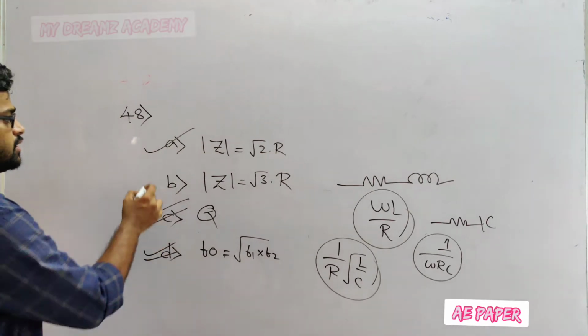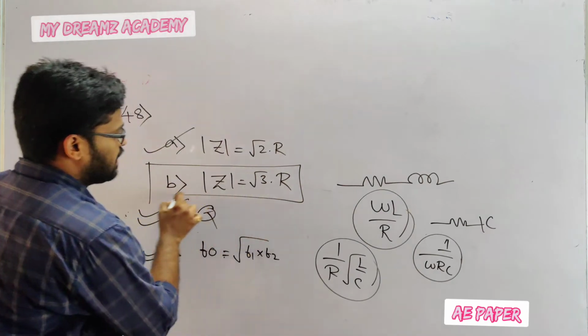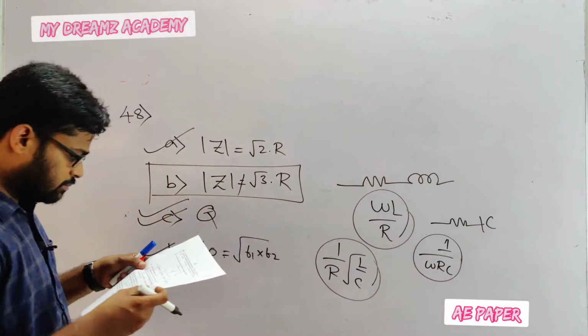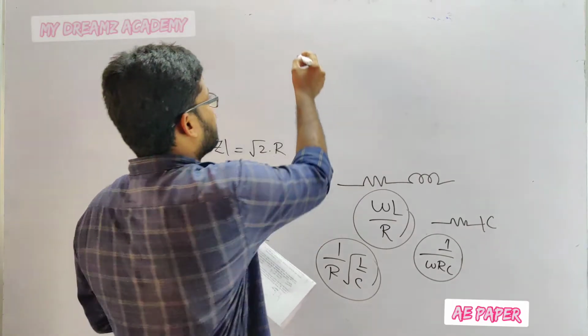So, which option is wrong? That is option B. Mod Z value is not equal to root 3 times of R. Next, question number 49. Question number 49 is from measurements.